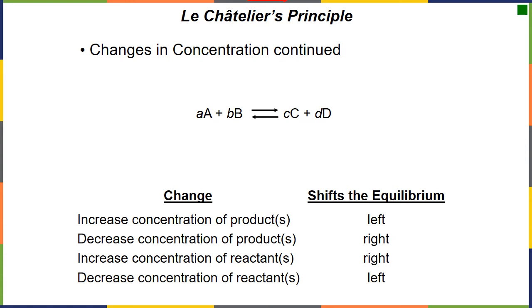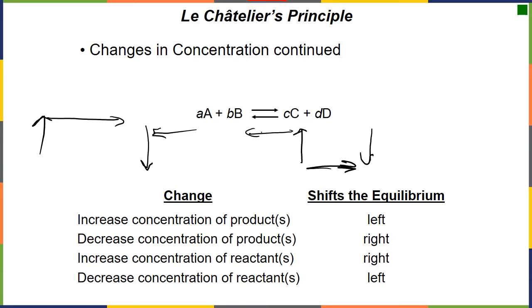So, Le Chatelier's principle. If we increase the amount of product, we have too much product and it's going to shift away. If we decrease the amount of product, we now have too little product, and it's going to shift towards. If we increase the amount of the reactant, it's going to shift to make products. If we decrease the amount of the reactant, it is going to shift to make more of it. So we could mess with the equilibrium by changing the concentrations.